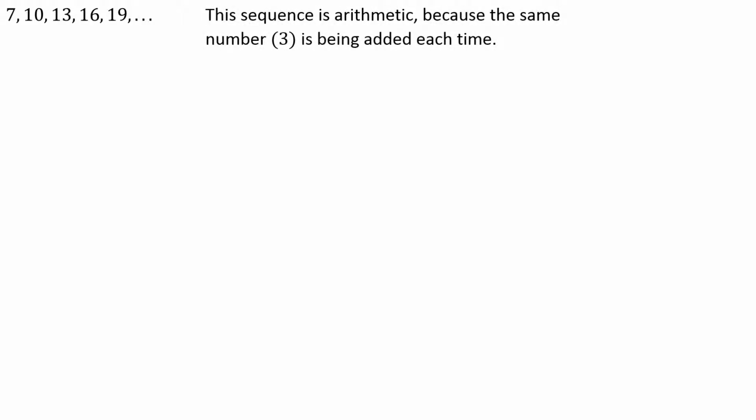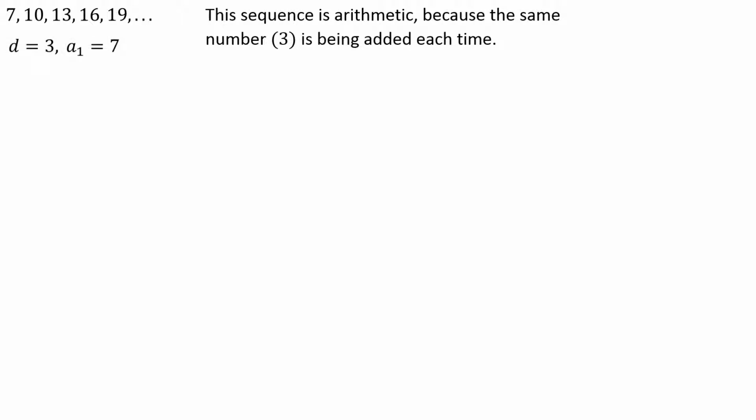Okay, so here's a wonderful sequence, right? 7, 10, 13, 16, 19. And so it looks like every single time to get the next number, I want to add exactly 3. So it's arithmetic because I'm adding the exact same number every time. I always add 3 to get the next term.